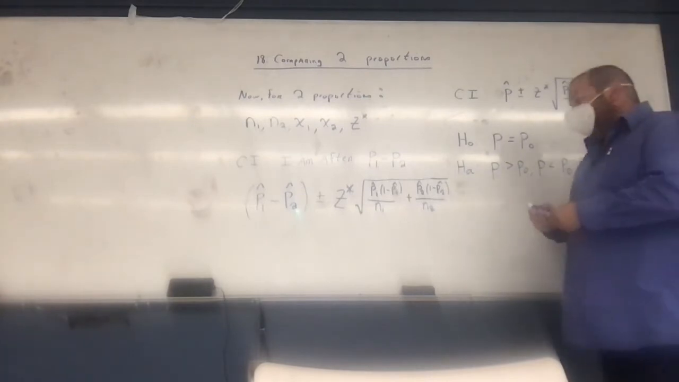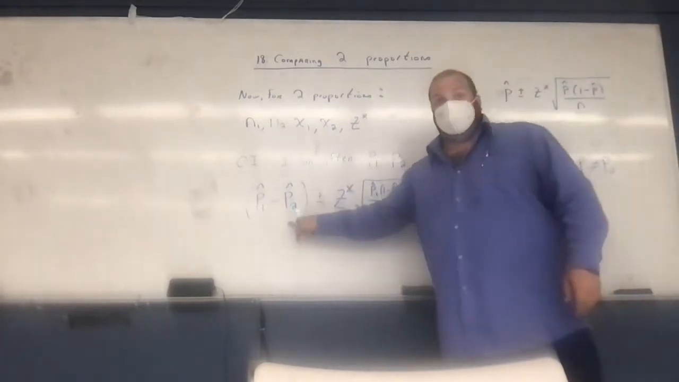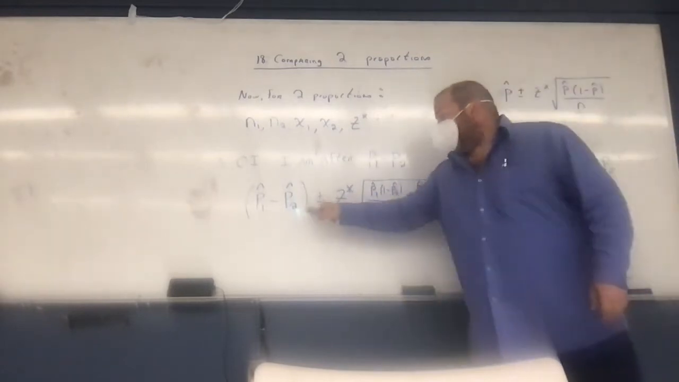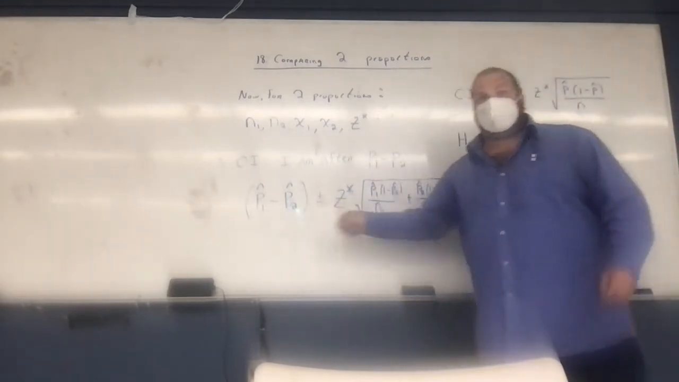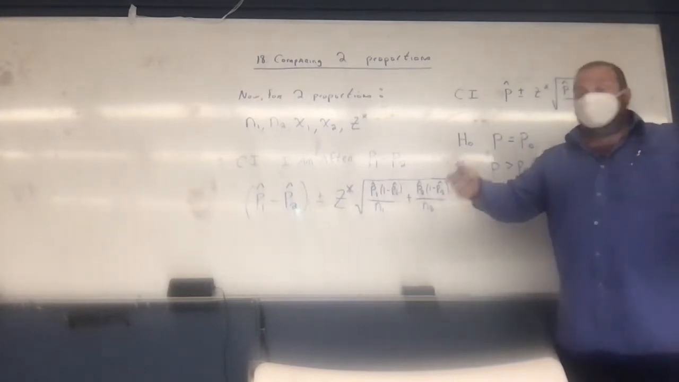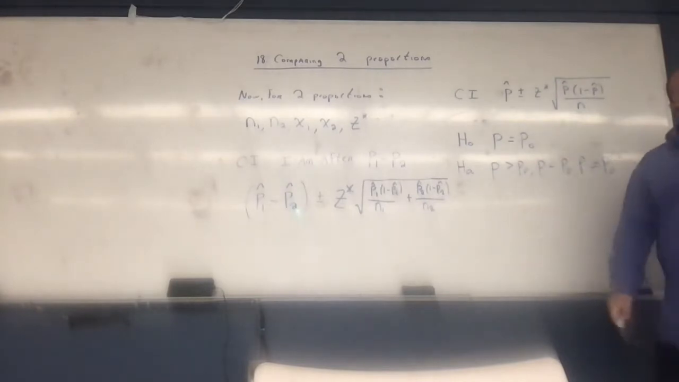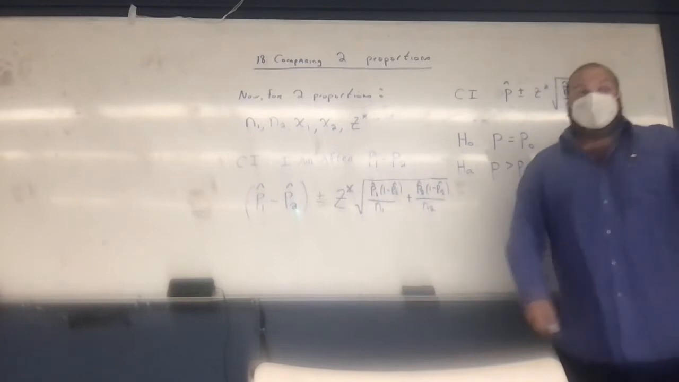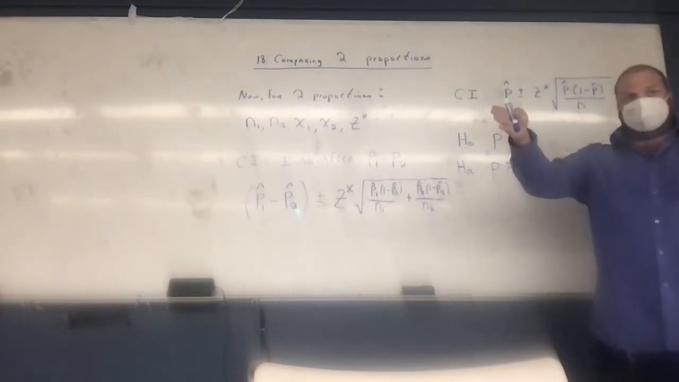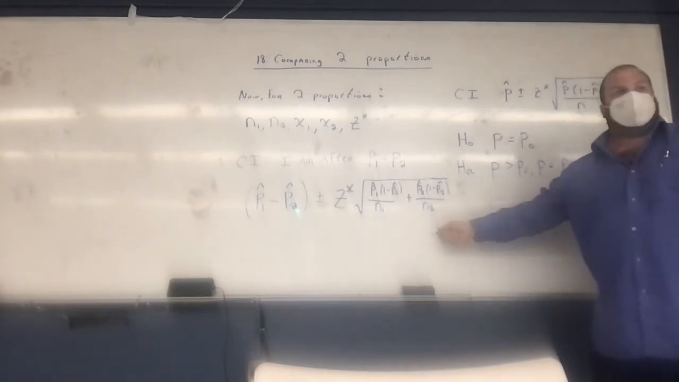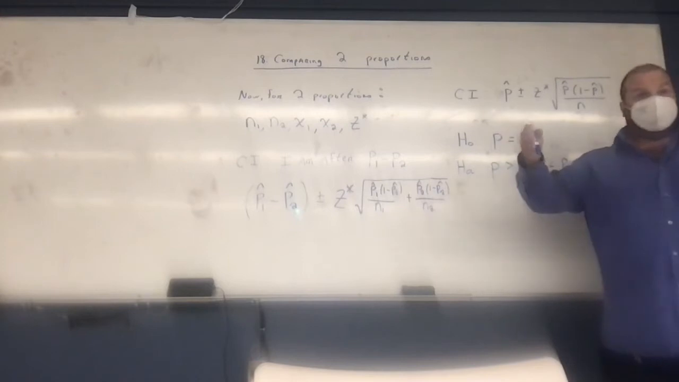This formula, this is a number. So this number minus that number, and this number plus that number, gives you an interval. This is a confidence interval. This is no different than what we had here. I am 90% confident that the true value of P1 minus P2 is between this number and this number. That's a confidence interval.